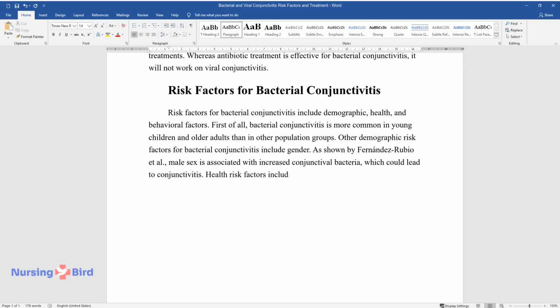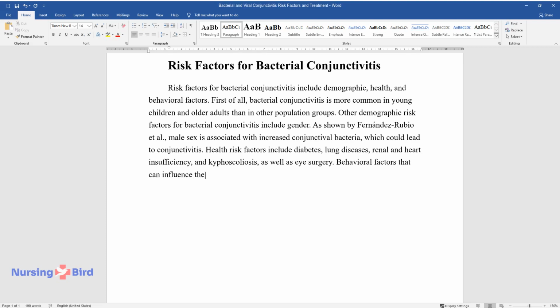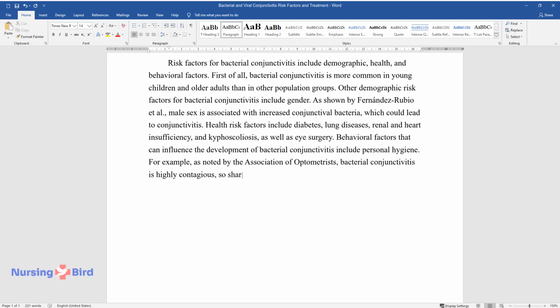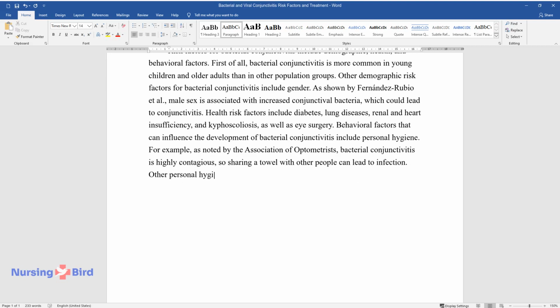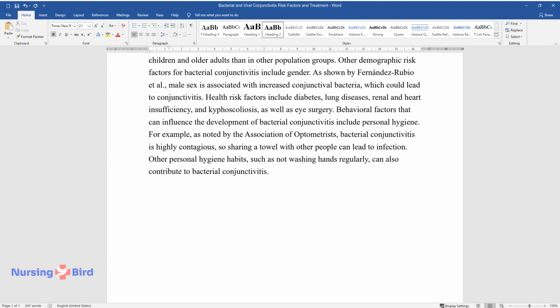Health risk factors include diabetes, lung diseases, renal and heart insufficiency, and kyphoscoliosis, as well as eye surgery. Behavioral factors that can influence the development of bacterial conjunctivitis include personal hygiene. For example, as noted by the Association of Optometrists, bacterial conjunctivitis is highly contagious, so sharing a towel with other people can lead to infection. Other personal hygiene habits, such as not washing hands regularly, can also contribute to bacterial conjunctivitis.